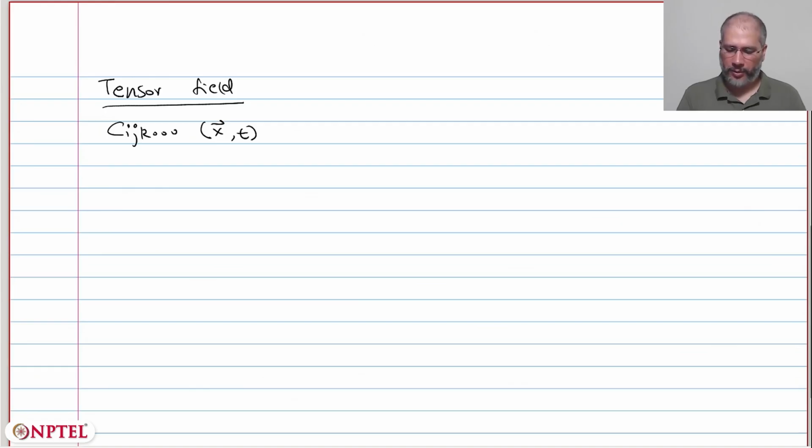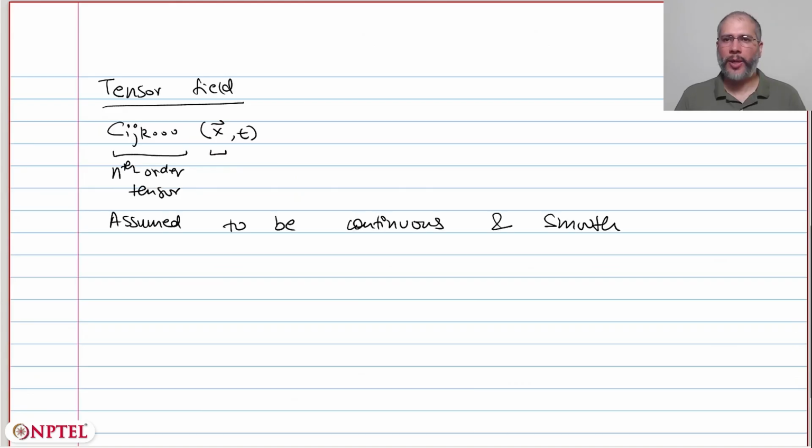I'm writing it in a mixed notation that C is written in indicial notation and x is written in the vector notation, but that is because I do not want to use any indices for the vector here for now. But I am sure the idea is clear that the quantity C, which is an nth order tensor, is a function of space and time. We'll also assume it to be continuous and smooth so that we can take its derivatives and so on. So what I mean by smooth is that I can take the desired number of derivatives of the function as required.